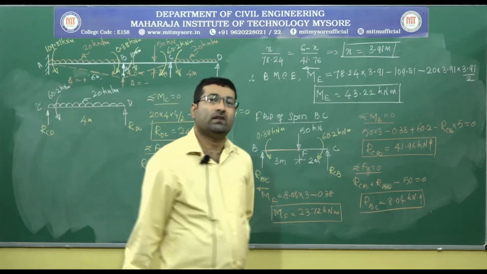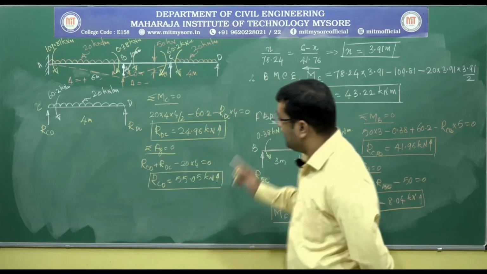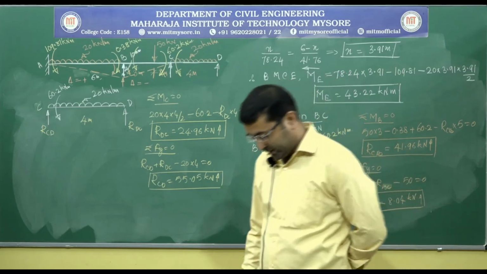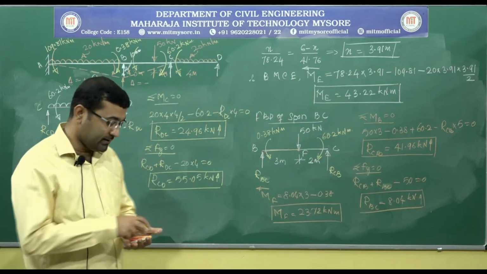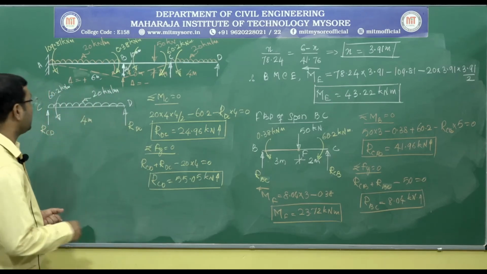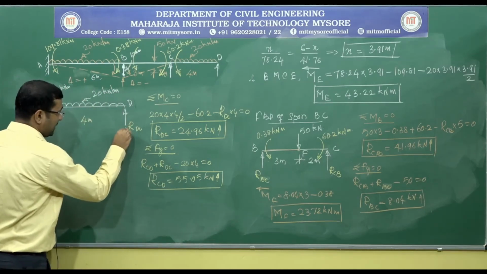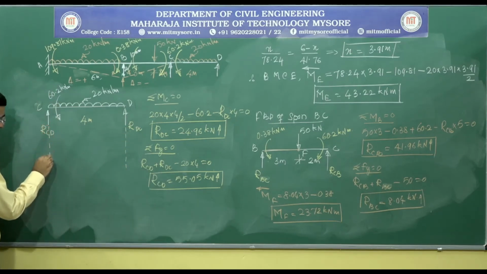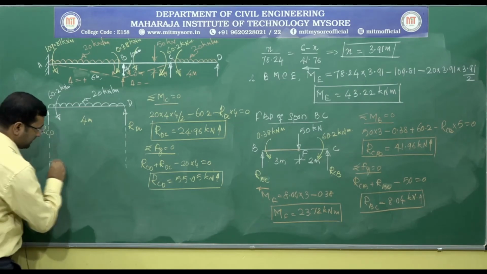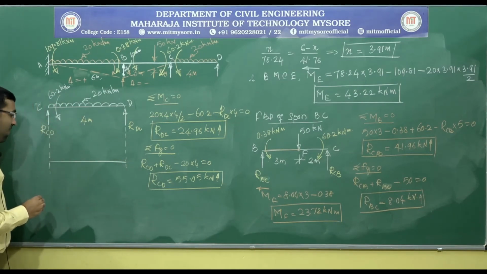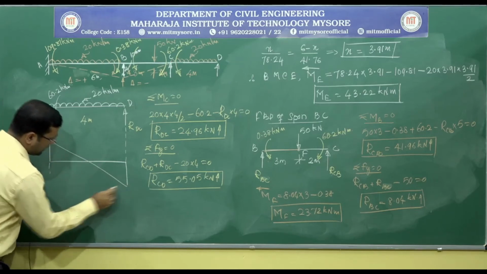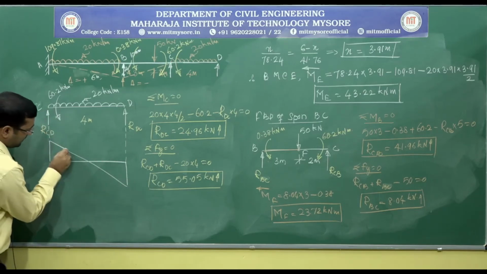Okay. So we got the values of support reactions. With the help of these support reactions, we need to draw the shear force diagram. Why? Because we need to know the point where the shear force is 0. From that we will be able to calculate the maximum bending moments. So we have discussed how to draw the shear force diagram many times, so I will draw the shear force diagram directly.